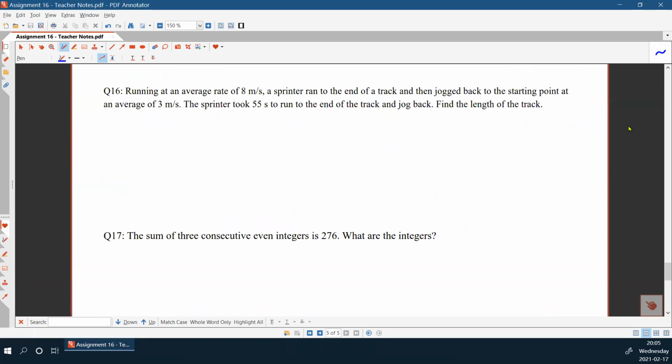Running at an average rate of 8 meters per second, a sprinter ran to the end of the track and then jogged back to the starting point at an average of 3 meters per second. The sprinter took 55 seconds to run to the end of the track and jog back. Find the length of the track.